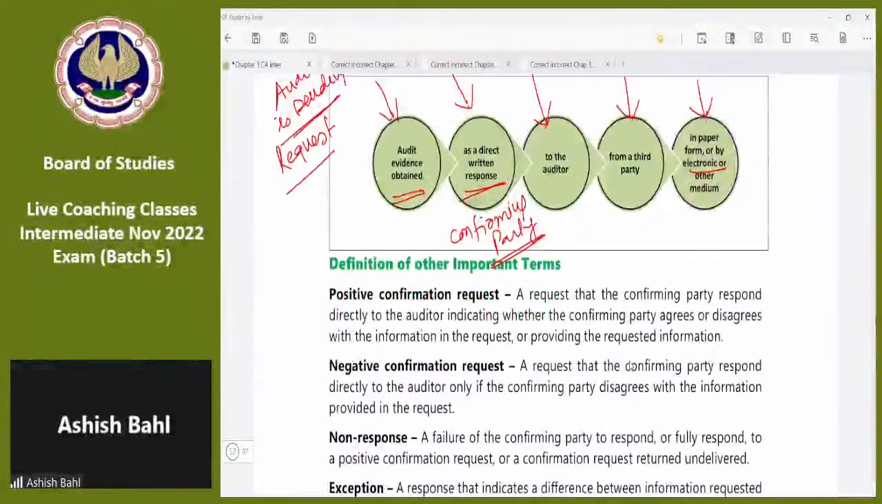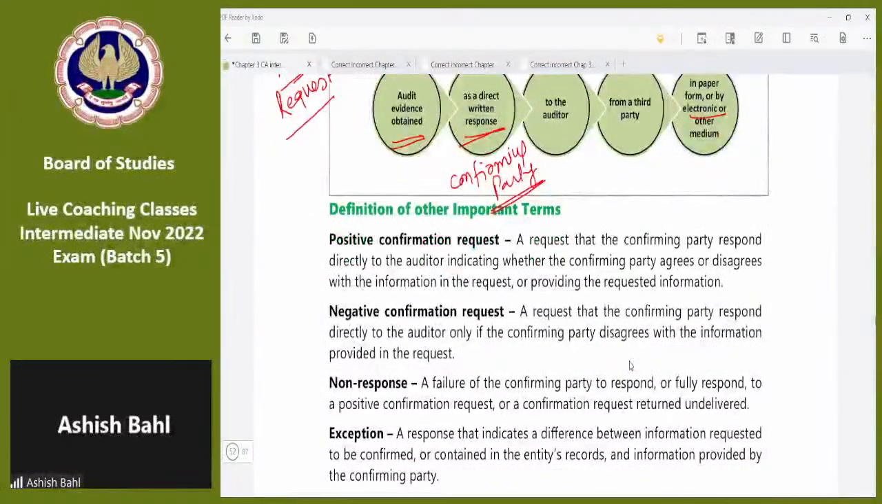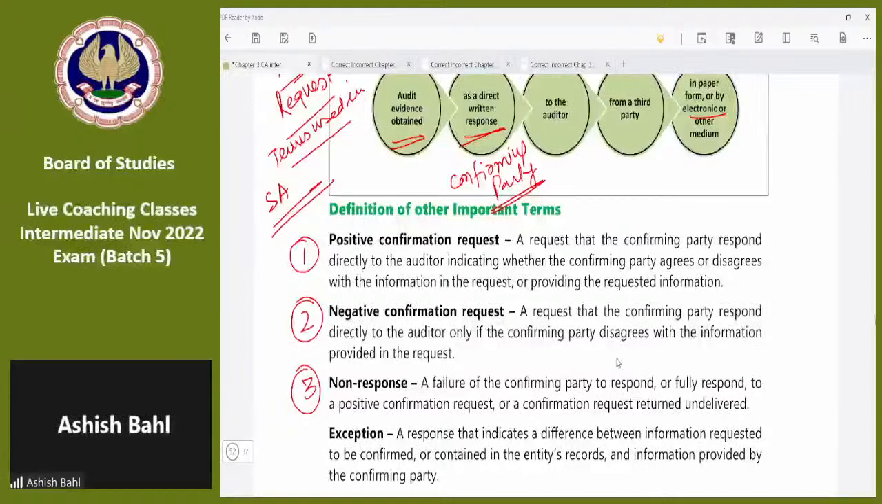Now we shall also be first learning about a few terms which have been used in this standard. Now what are these terms? These are four terms: positive confirmation request, negative confirmation request, no response, and exception.